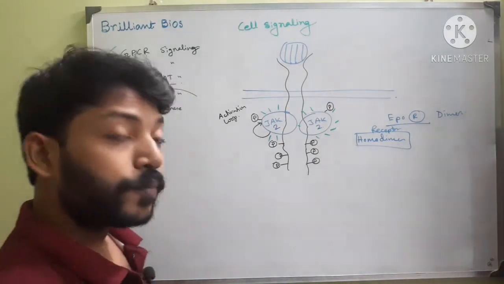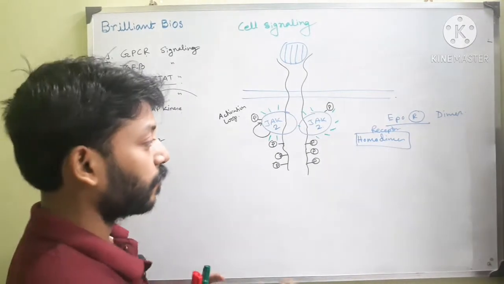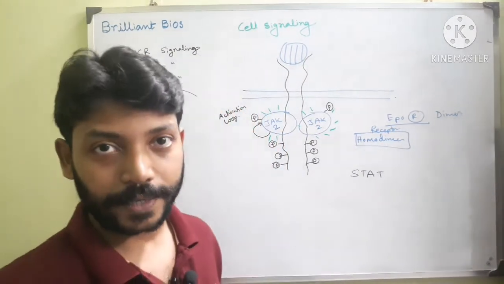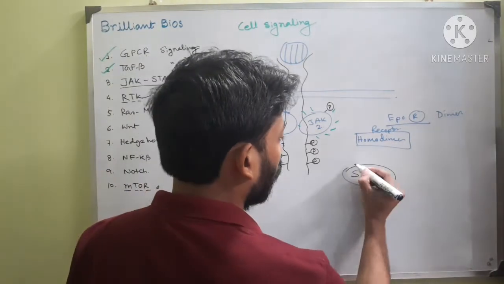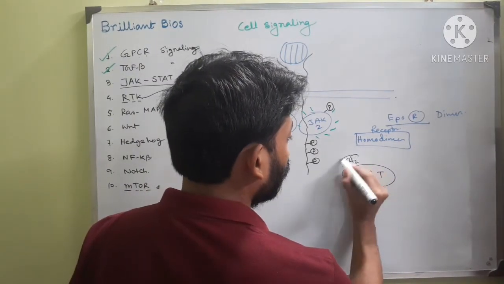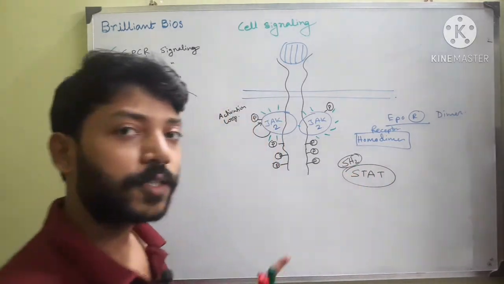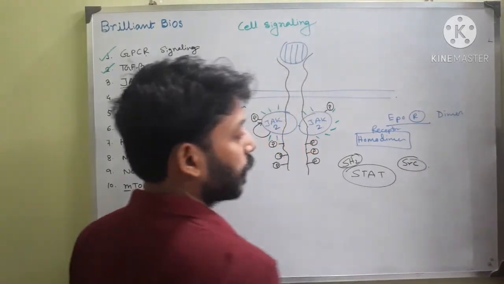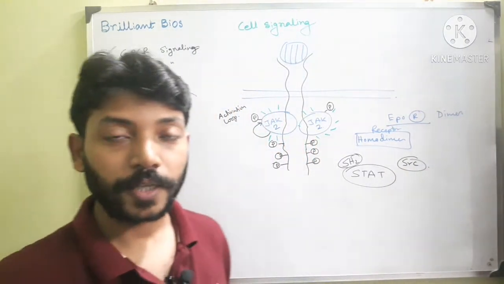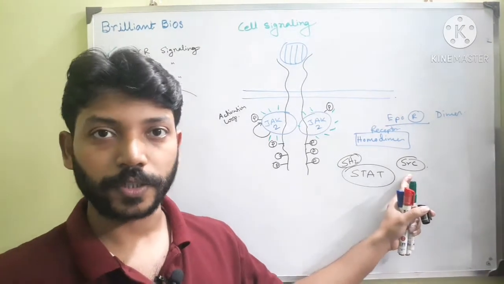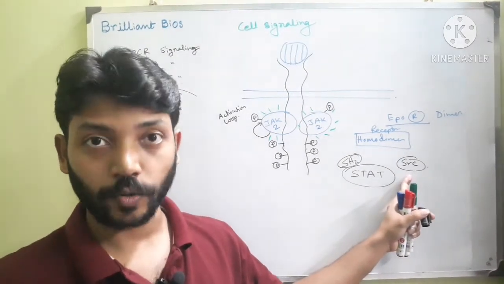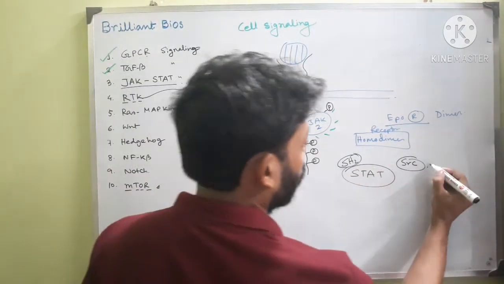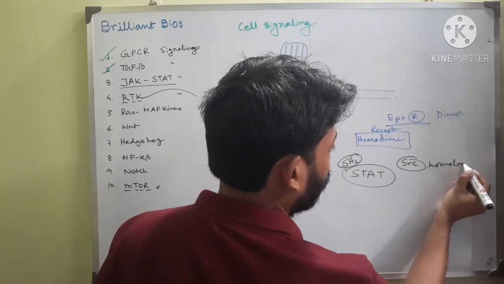Now, the transcription factor that I have called STAT has a domain called SH2, through which it can bind with this phosphate, because SH2 means Src homology 2. Src is a very important protein. It was actually found in chicken. It is a proto-oncogene, and when it becomes an oncogene, it causes sarcoma. From that, it is called Src. So this is called Src homology 2.